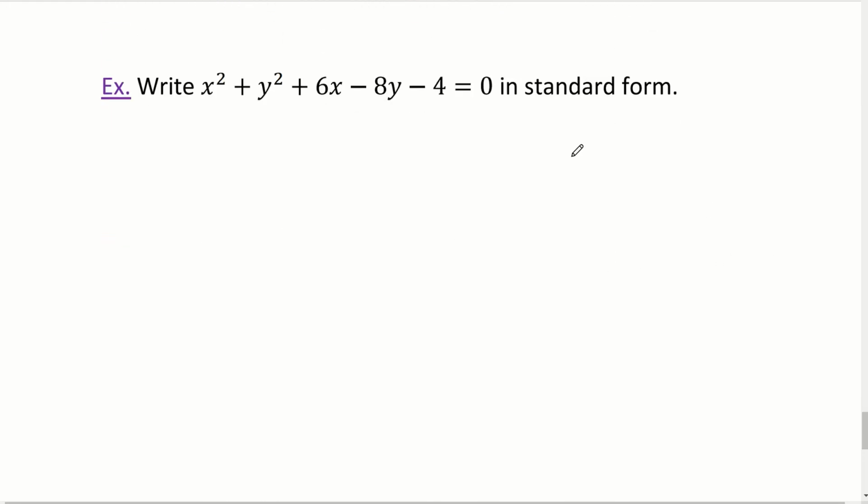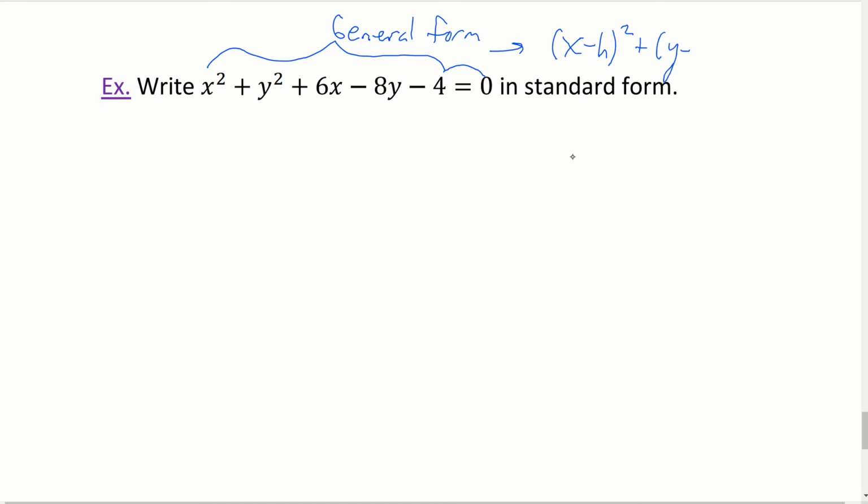The next thing we want to do is now kind of go backwards. Let's suppose we have an equation that's in general form. So if you look at this expression, this is general form. And we want to write it in standard form. So our goal is to take this and write it in the form (x minus h) squared plus (y minus k) squared equals r squared.